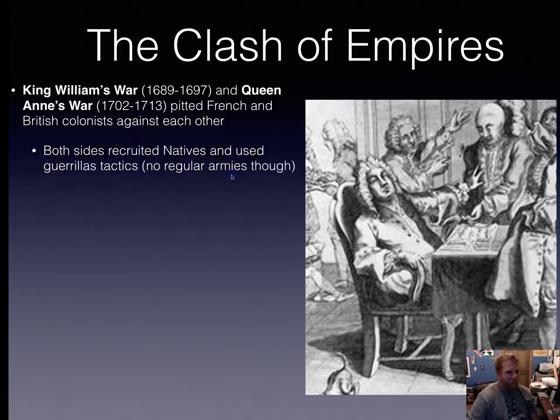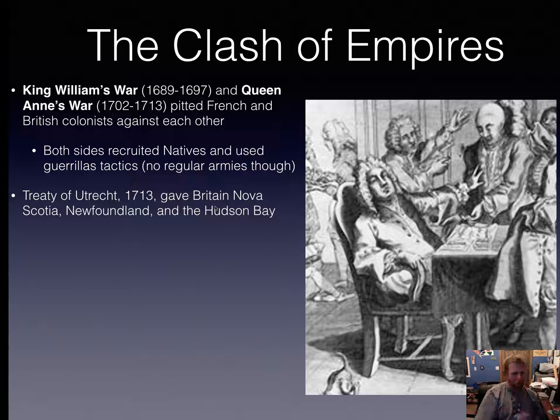Roll Tide. Both sides recruited natives and used guerrilla tactics. They didn't have regular armies, so they're doing hit and run. They're hiding behind trees. They're not fighting the proper gentleman's way of war, but using natives on their side. And so this is kind of the continual thing. These are skirmishes in the backwoods, but there's a lot of violence going on. The Treaty of Utrecht in 1713 gave Britain Nova Scotia, which in Latin kind of means New Scotland, actually, Newfoundland, and the Hudson Bay. And so France was losing its hold on Canada.